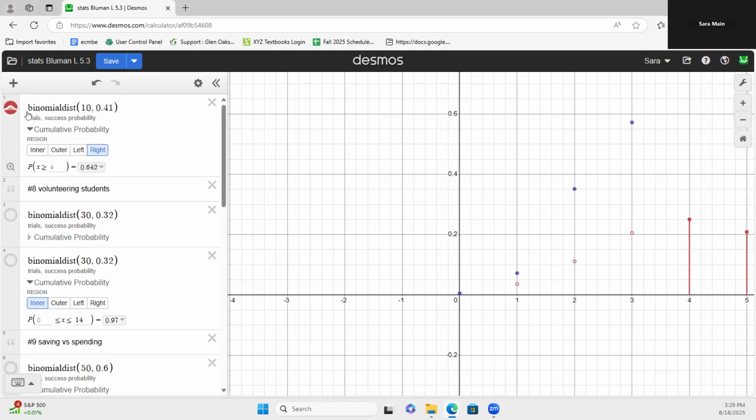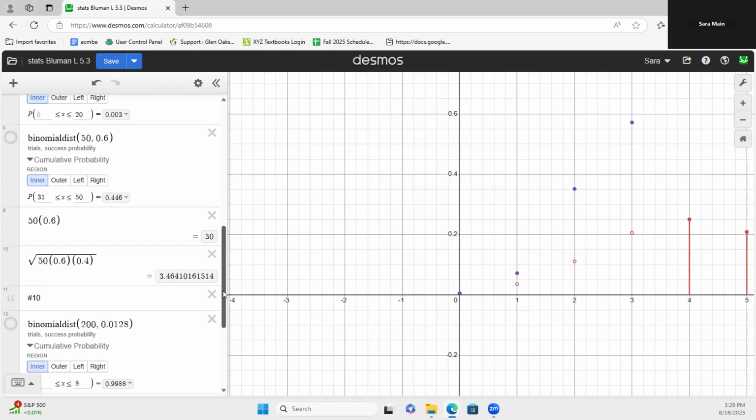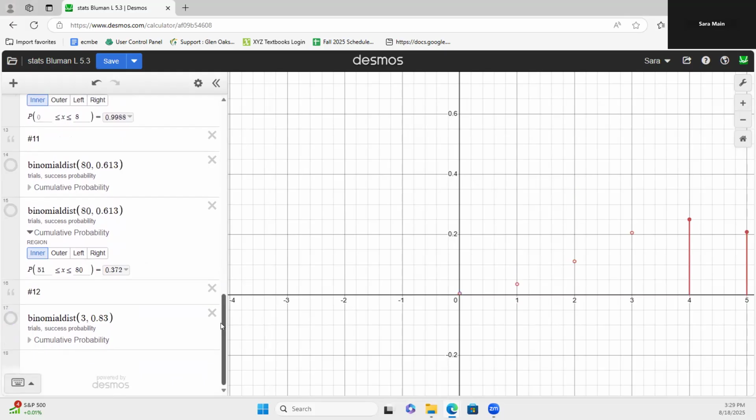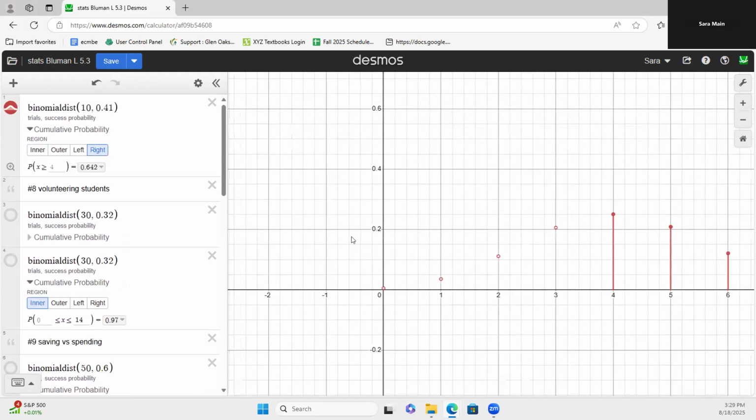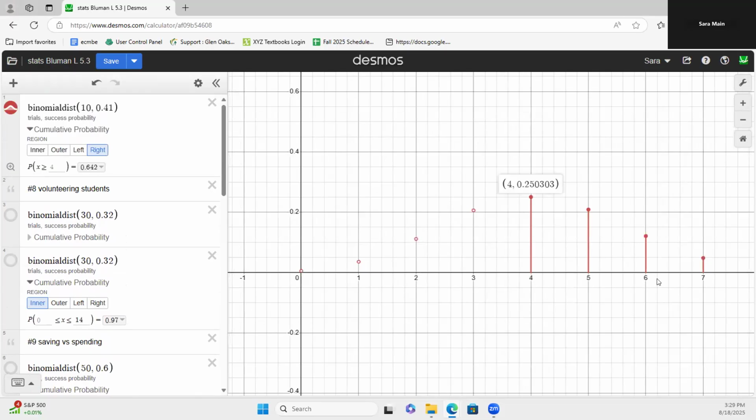cumulative, I'm going to turn on the graph right here and turn off these other graphs. So I turned on the graph so I can go over here and look at exactly 6. We wanted to know exactly 6. So that is 0.1209 when you round appropriately. So this x-axis is the number of workers, and then the probabilities are there.